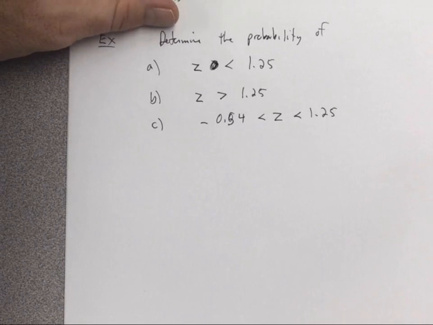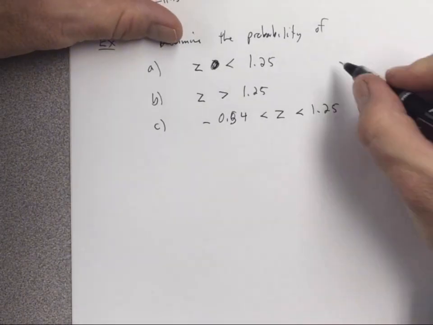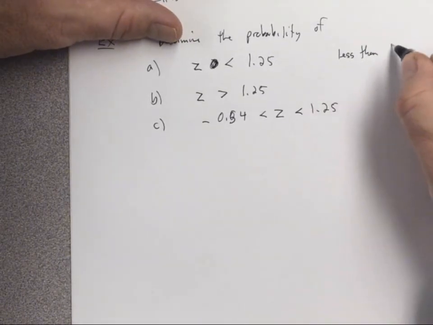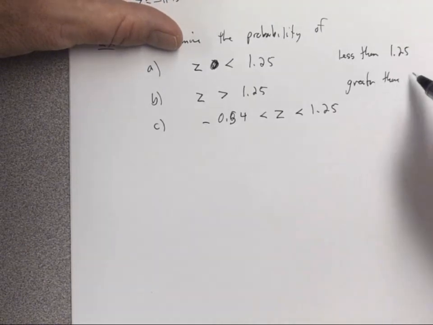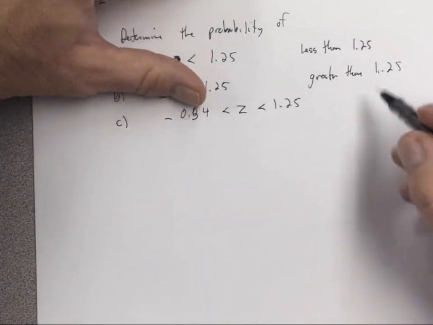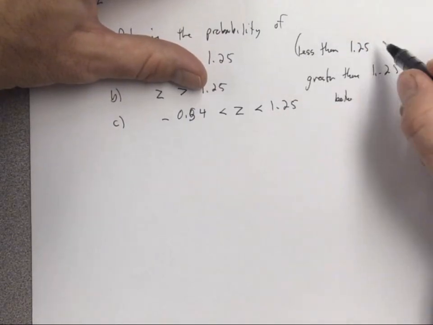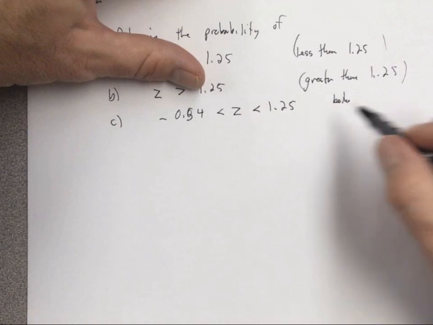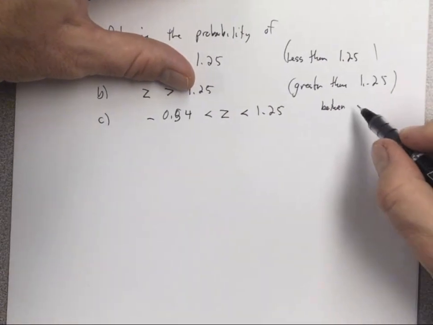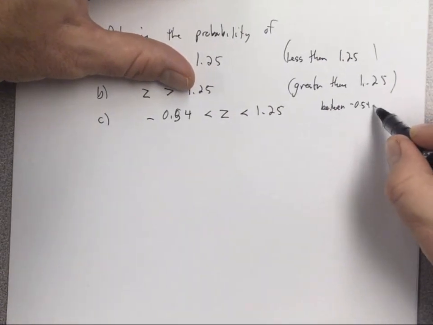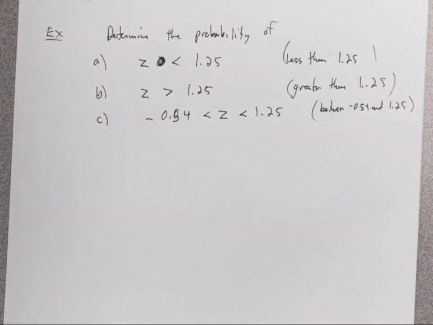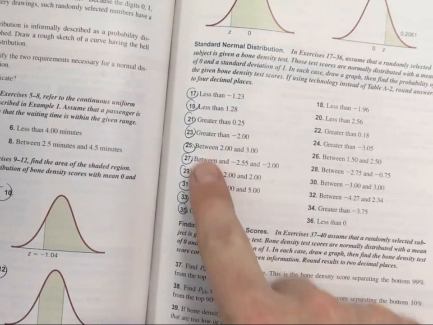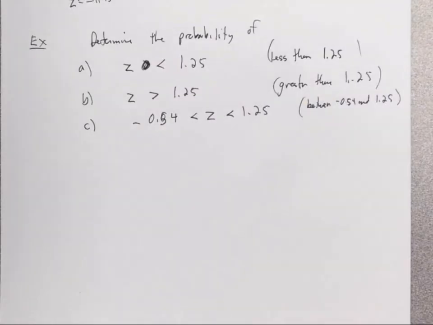So what I want to see is sometimes in the book it just says less than 1.25. This is greater than 1.25, and this would be between negative 0.54 and 1.25. So depending on the wording, it might say this or it might say this. In this particular section they use the greater than wording.